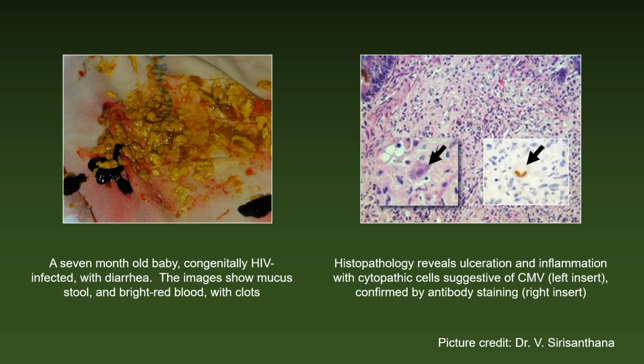A 7-month-old baby congenitally HIV infected with diarrhea. The image on the left shows mucus, stool, and bright red blood with clots. The patient died, and at autopsy, ulcerations of the GI tract and inflammation with cytopathic cells suggestive of CMV, left insert. This suspicion was confirmed by antibody staining, right insert.